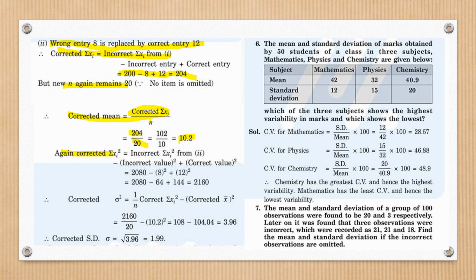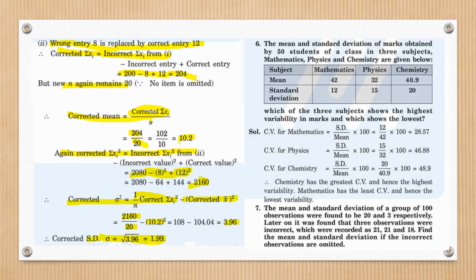Now the correct xi square: from the incorrect xi square I have to take out the square of the wrong observation and add the square of the right one. So I get 2160. Again, the correct sigma square is 1 upon n times correct xi square minus corrected x bar square. Putting in these values, I get 3.96, and the square root of this gives the standard deviation, which is 1.99.